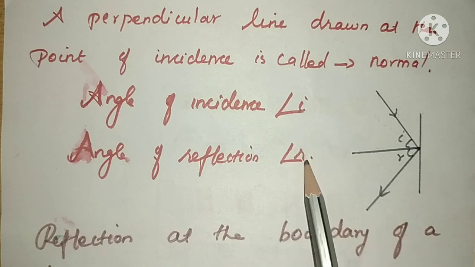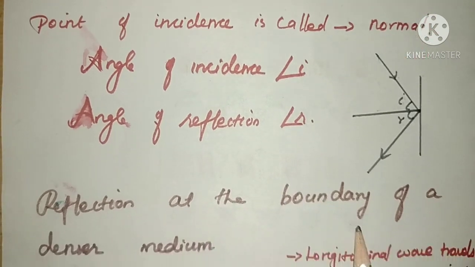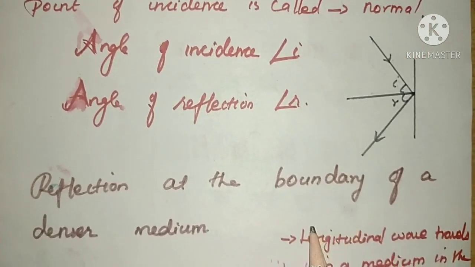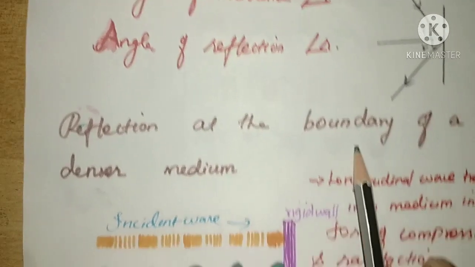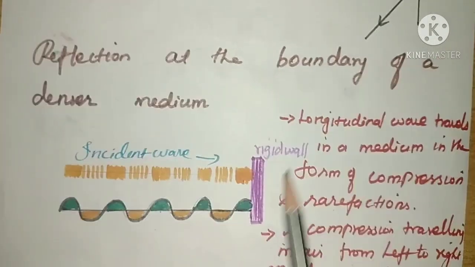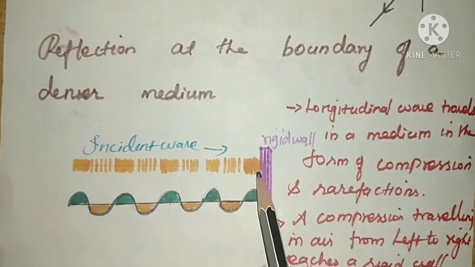Angle of incidence is equal to angle of reflection. That is the second law. Okay, now we are going to learn the reflection at the boundary of the denser medium. How will the reflection take place at the boundary of the denser medium? Just listen to this diagram.